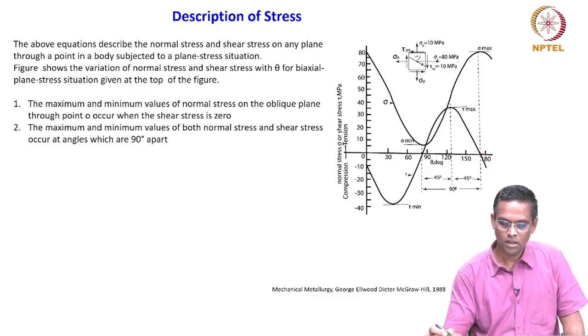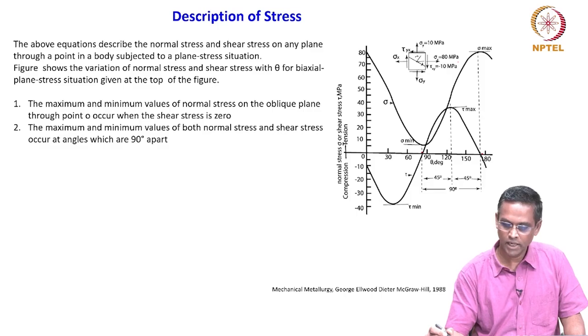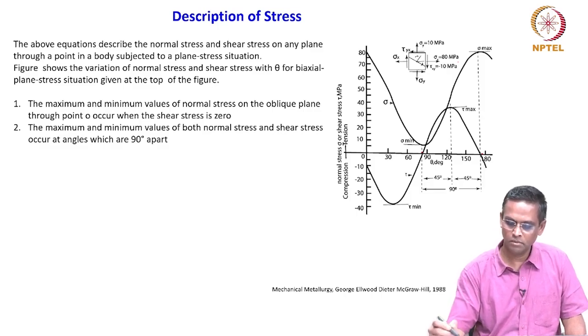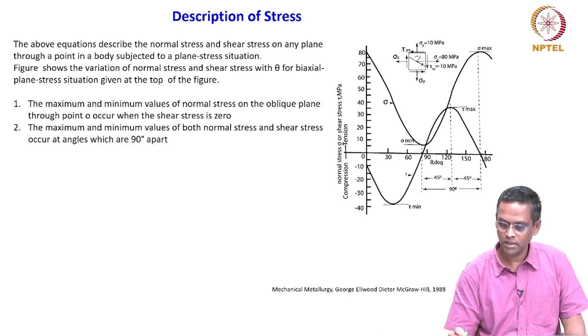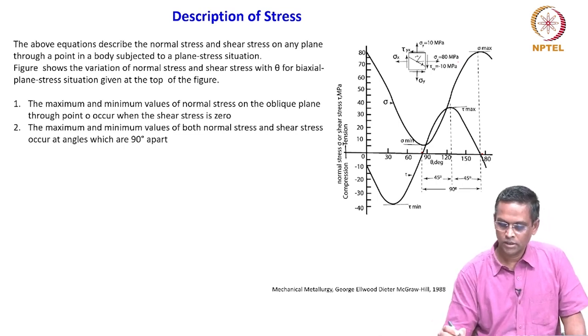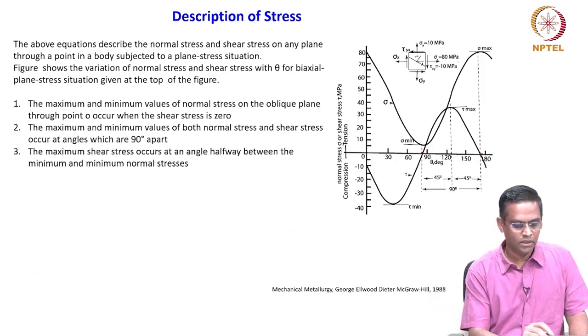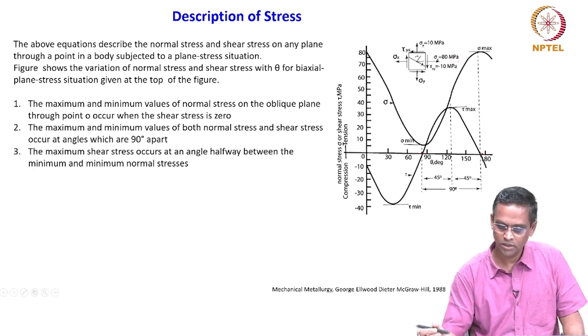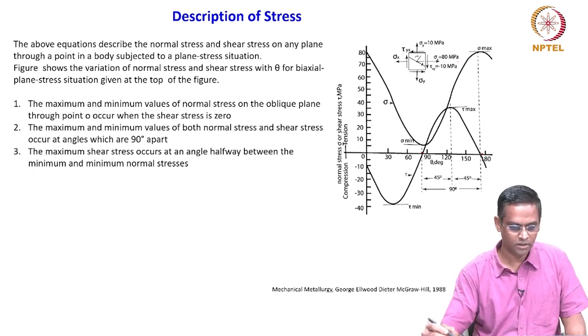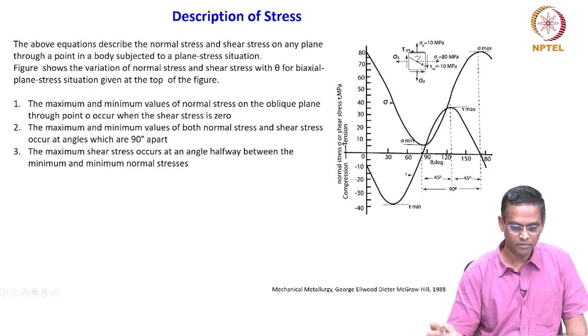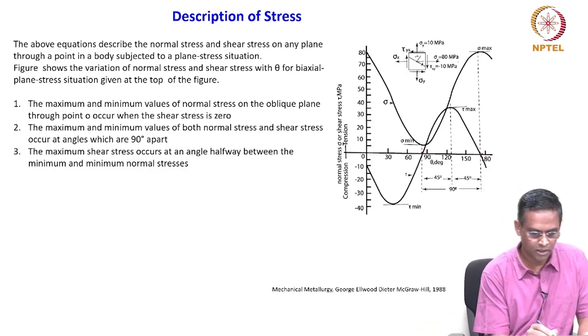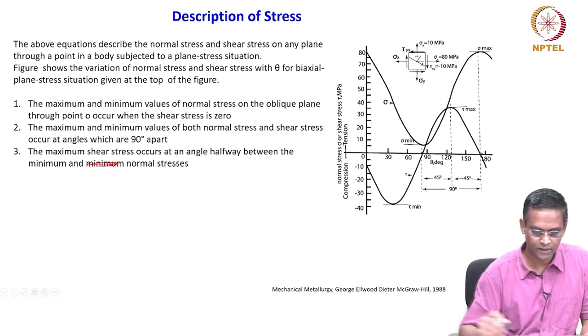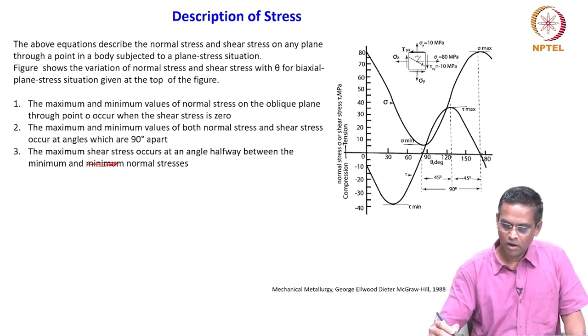So, normal and shear stress maximum and minimum. Maximum, minimum, maximum, minimum, the interval is 90 degrees, that is what it says. So, the maximum shear stress occurs at an angle halfway between the minimum and maximum normal stresses. So, this is what it is, halfway between the angles. This is minimum and this should be a maximum normal stress. So, this is halfway.